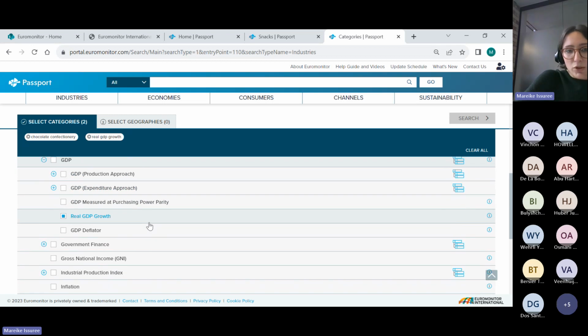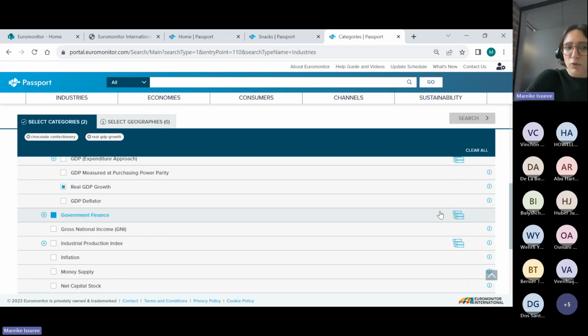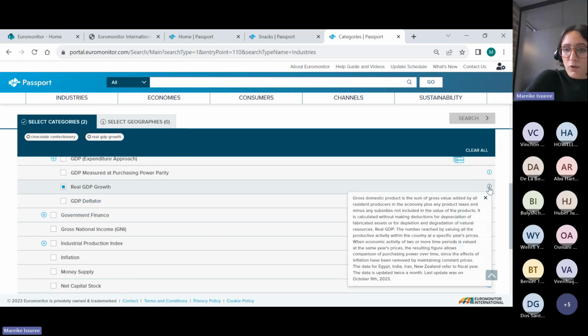You can also use the tree as a way to retrieve the definition. So if you're not sure what is covered in chocolate or what is covered by real GDP growth, what does that actually mean? You can very easily press the I for information and you will get the definition.